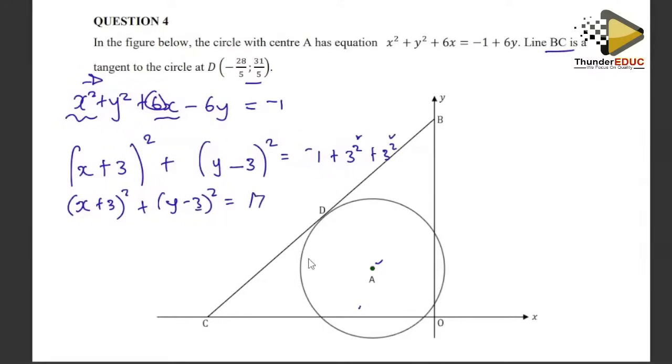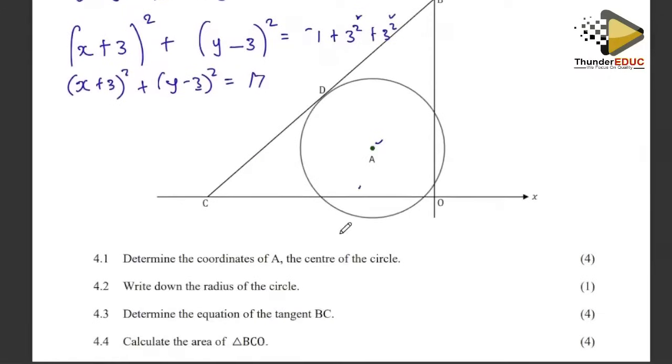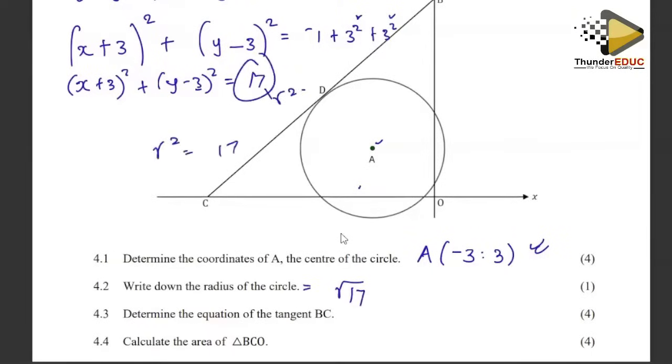All right, so these are our center points. They are not interested in the radius, they are only interested in the center point. So we're saying A is going to be -3 for x, +3 for y. Perfect. Then they were asking for the radius of the circle, which is just going to be the square root of 17, because this represents r squared. So if r squared is 17, then r alone will be the square root of 17.